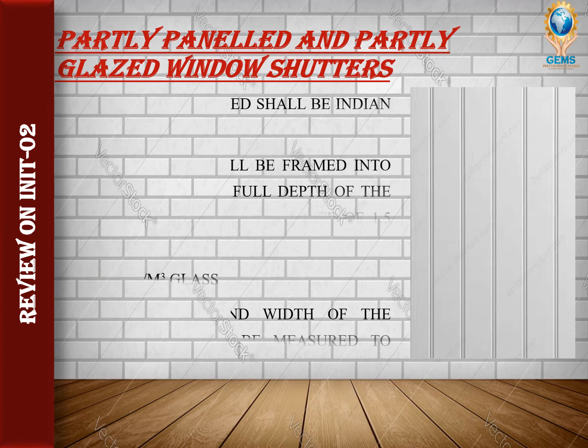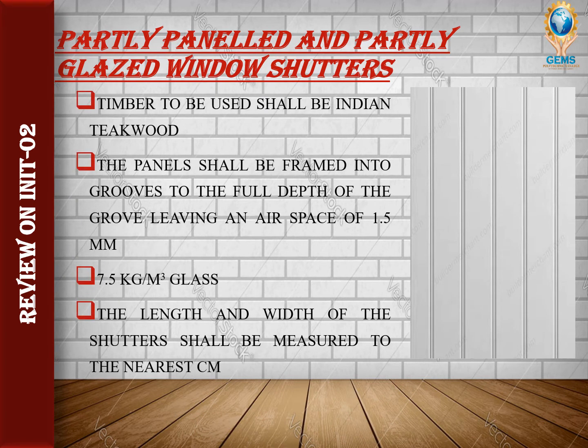Then the next one is partly paneled and partly glazed window shutters. As I have told, in the windows the upper portion will have a wooden shutter and the lower portion will have a glass shutter. That is called partly paneled and partly glazed window shutters. If we are using timber, the timber should be Indian teak wood. These are the standard norms. Then the panel shall be framed into grooves for the full depth of the groove, leaving an air space of 1.5 mm. Grooves means, wait, I'll show.